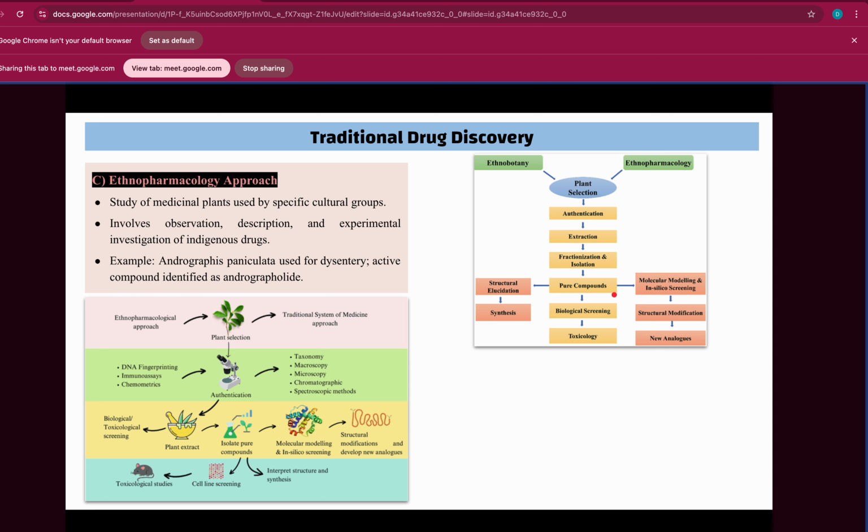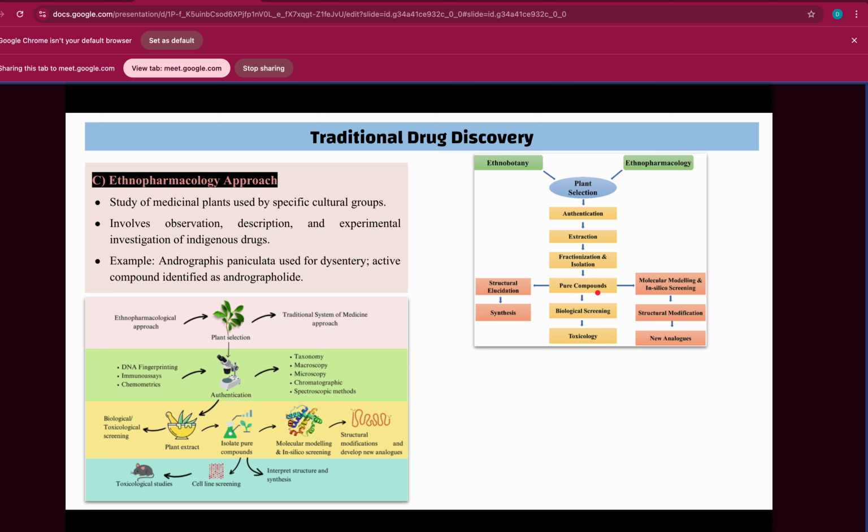So pure compound is obtained. Now its structural elucidation could be done so that we can synthesize it, and we can also synthesize some new chemical compounds related to that particular structure. Another thing could be molecular modeling or in silico screening, in which we can modify that particular structural compound and design some new analogues.